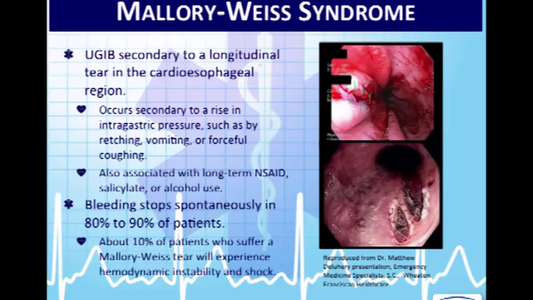And what happens is all that intragastric pressure from all this retching ended up causing a tear or a rip in the lower part of the esophagus. That rip is called a Mallory-Weiss tear or Mallory-Weiss syndrome. These will often stop spontaneously. We often need to watch them in the emergency room.